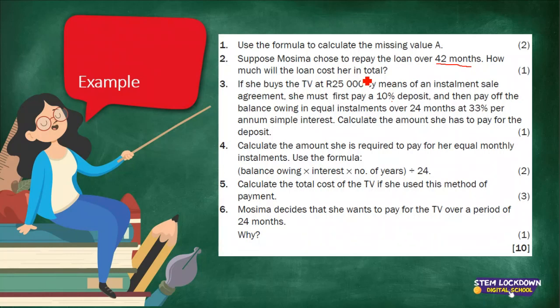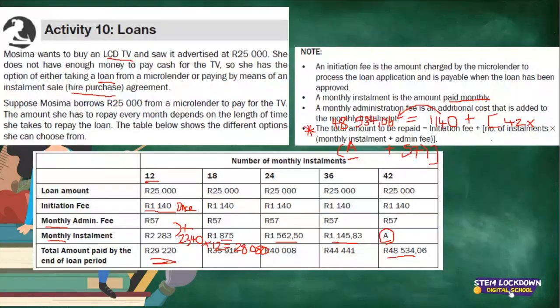Let me give you my table. Let me give you 10 seconds to give you the answer. A few marks, so 10 seconds should be okay. For 42 months, how much money will she pay in total? Okay, 5, 4, 3, 2, 1. Okay, your time is up.